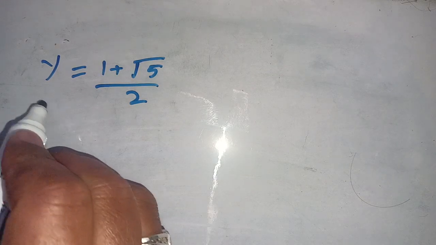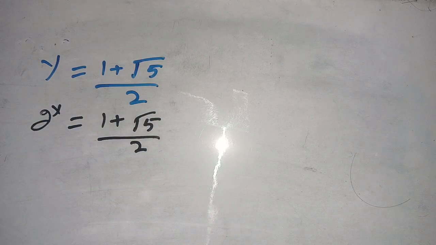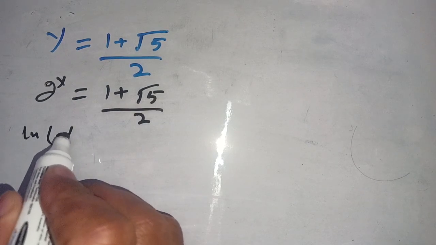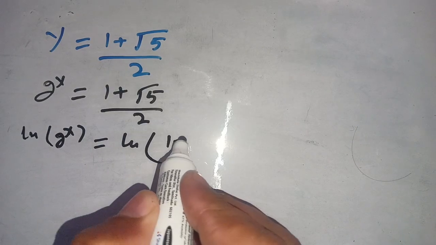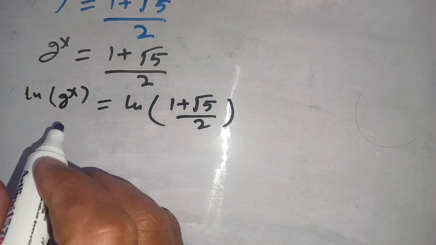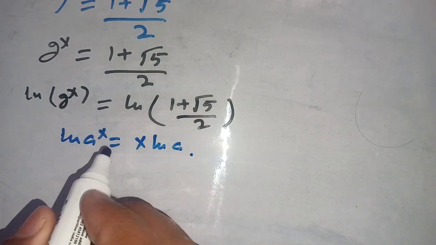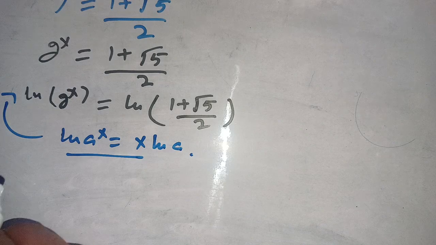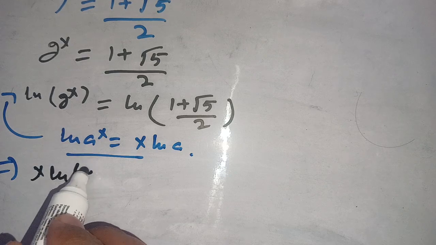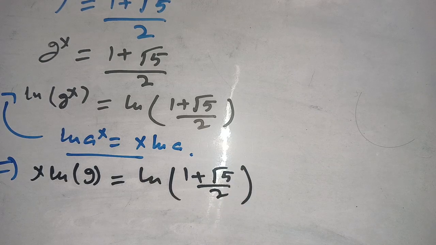Now in place of y we put 2^x = (1 + √5) / 2. It is an exponential, so on taking log on both sides, ln(2^x) = ln((1 + √5) / 2). First of all, we take the logarithm property ln(a^x) = x ln(a). Using this identity on the left-hand side, our left-hand side will become x ln 2 = ln((1 + √5) / 2).